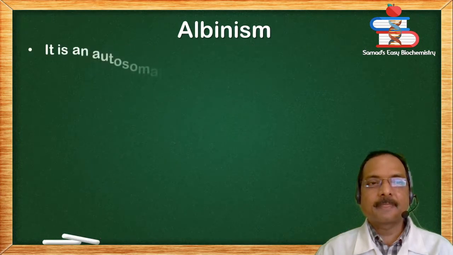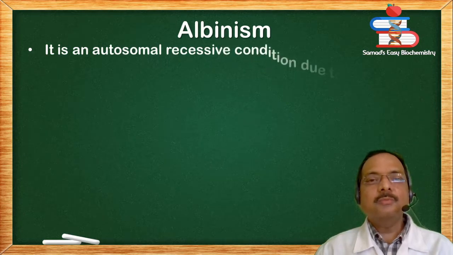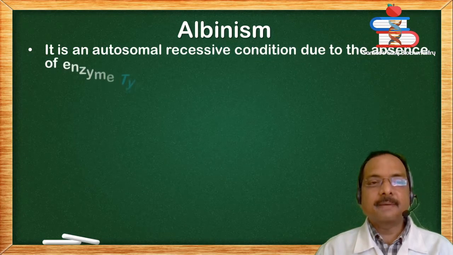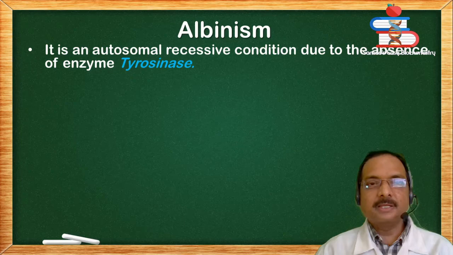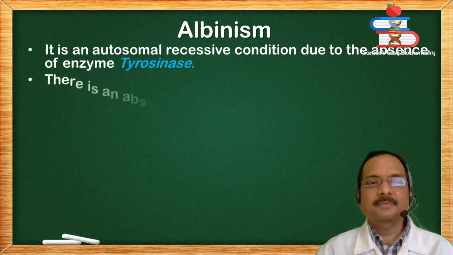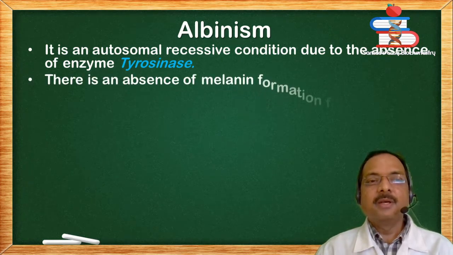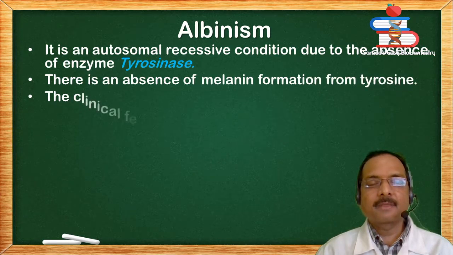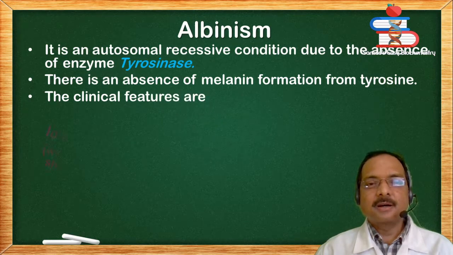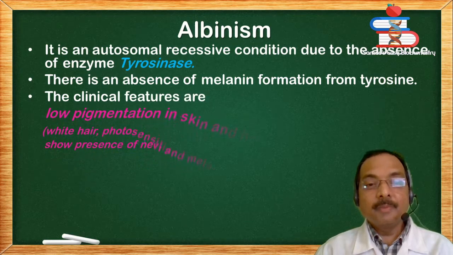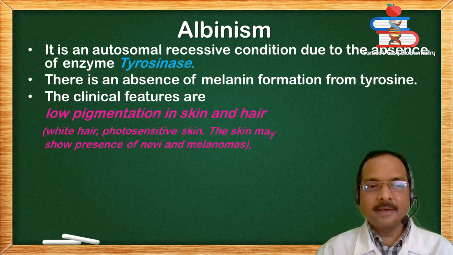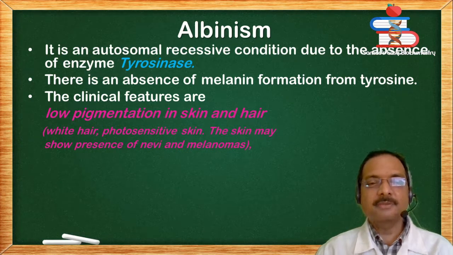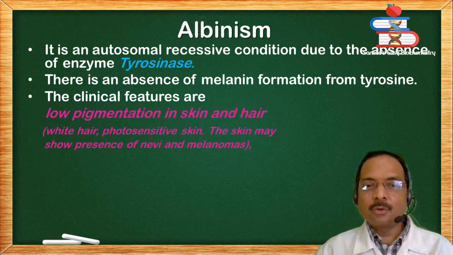Albinism. It is an autosomal recessive condition due to the absence of enzyme tyrosinase. There is an absence of melanin formation from tyrosine. The clinical features are low pigmentation in skin and hair. So individuals have white hair, photosensitive skin. The skin may show presence of nevi and melanomas.